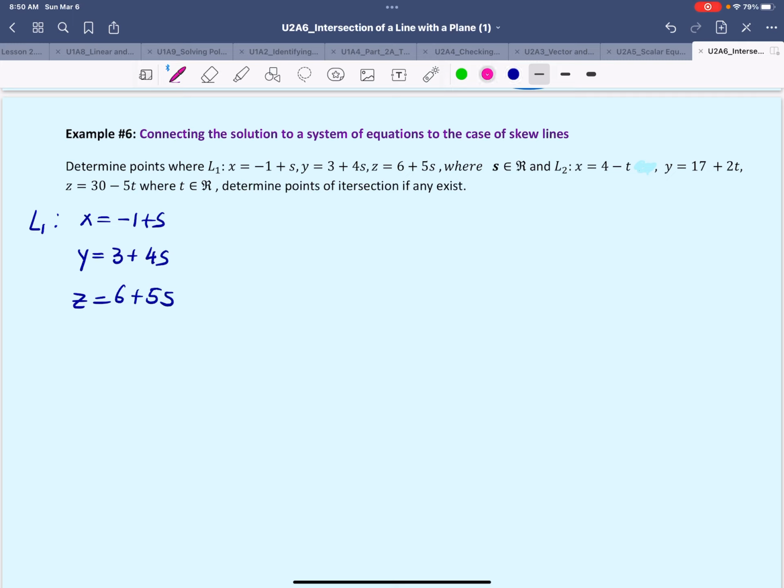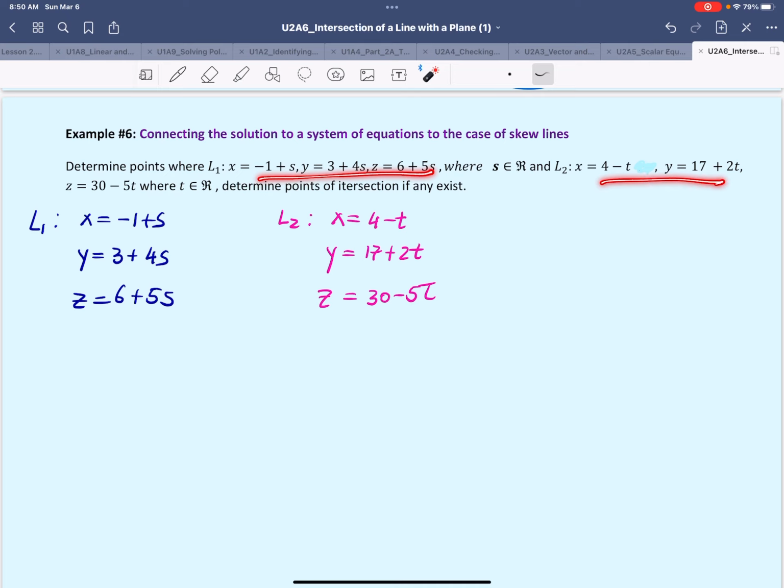For line L2, we have the parametric equations x equals 4 minus t. For y, we have 17 plus 2t. And for z, we have 30 minus 5t. So I just wrote the parametric equations indicated in the problem.